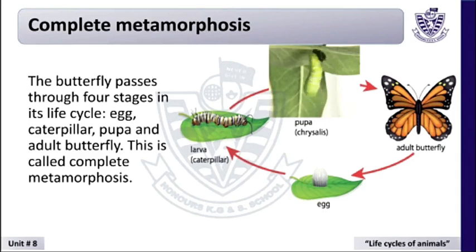Complete metamorphosis, the animals undergo different stages in their life cycles. The butterfly passes through 4 stages in its life cycle: egg, larva, pupa, and then adult butterfly. It is called complete metamorphosis as it completes all 4 life stages. Bees, flies, fleas, ants are some examples of animals which pass through complete metamorphosis.